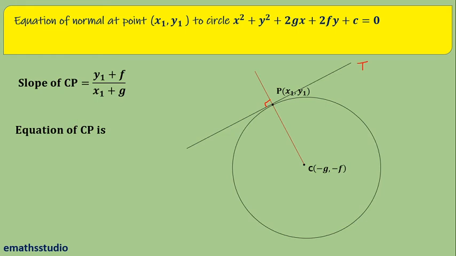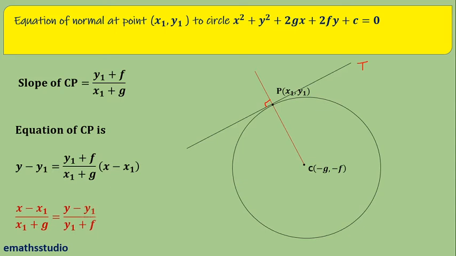Now, how to get the equation? You have the slope of CP and you have a point through which CP is passing. So you can use the slope point form to get the equation. It can be written as y - y1 = (y1 + f)/(x1 + g) times (x - x1). On simplification, it can be written as (x - x1)/(x1 + g) = (y - y1)/(y1 + f). This is the equation of the normal to the circle at point (x1, y1).